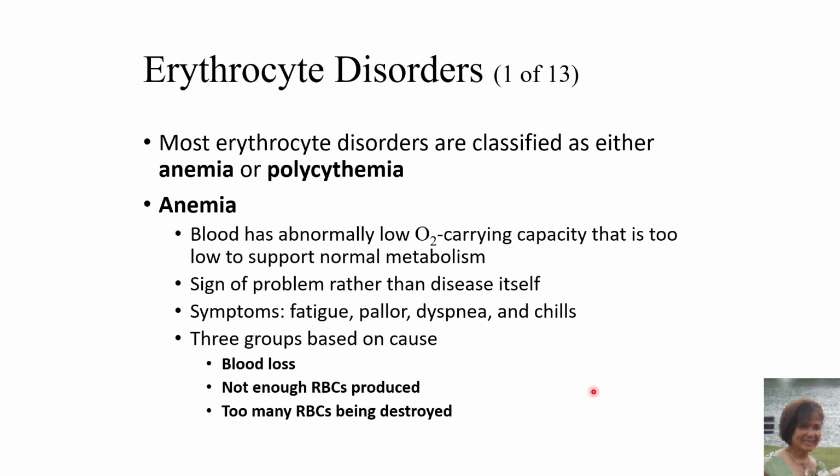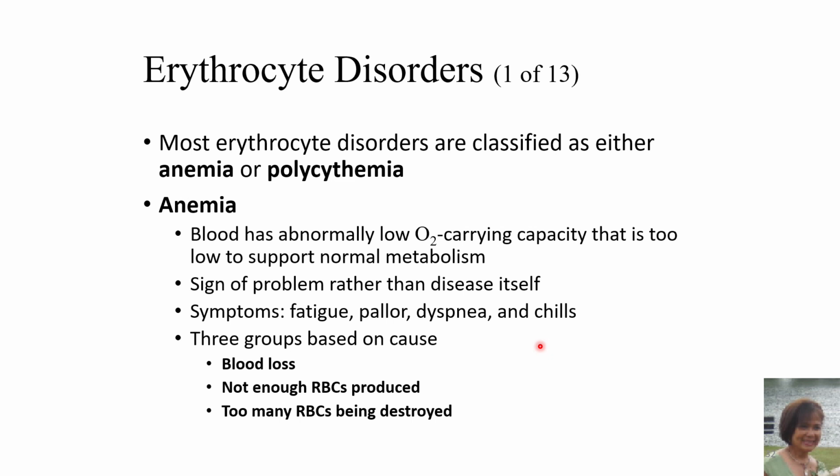So let's take a look at erythrocyte disorders. Most of the erythrocyte disorders are either anemia or polycythemia. Anemia is when the blood has abnormally low oxygen carrying capacity, that is too low to support normal metabolism. Anemia is pretty much a sign of a problem rather than a disease itself. The symptoms of anemia will be fatigue, pallor, dyspnea, and chills.